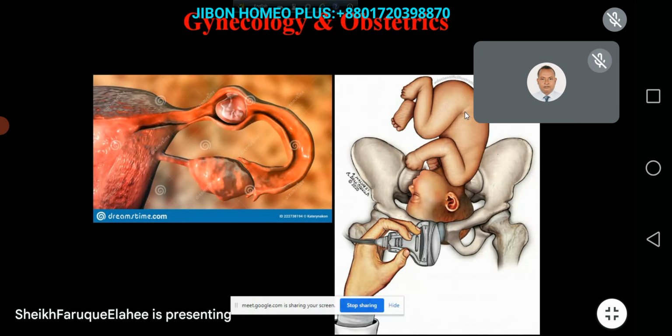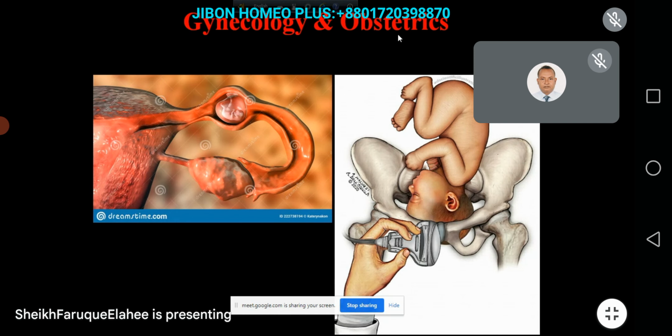But the thing is that the homeopath should know a little bit of obstetrics. He should know how to examine a pregnant lady and the process of delivery. Otherwise, it is better not to conduct a case of labor, otherwise you will be in trouble. And that's why in DHMS you see we have gynecology and obstetrics as a subject. You are supposed to learn it in the homeopathic college.